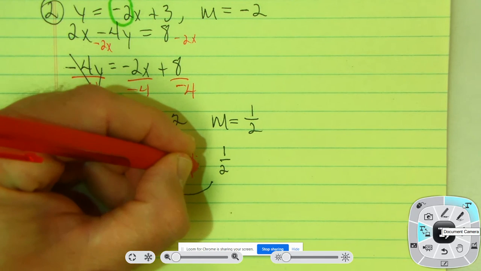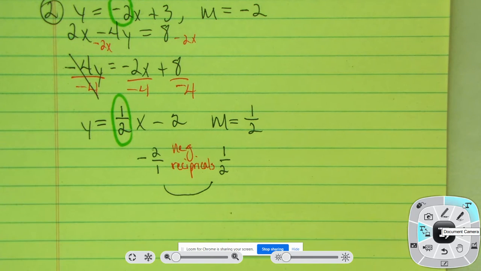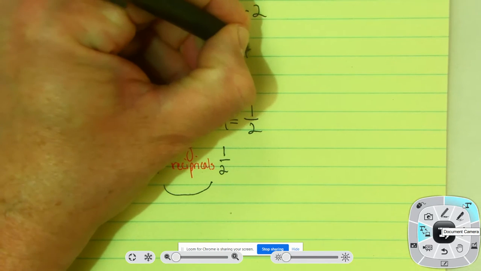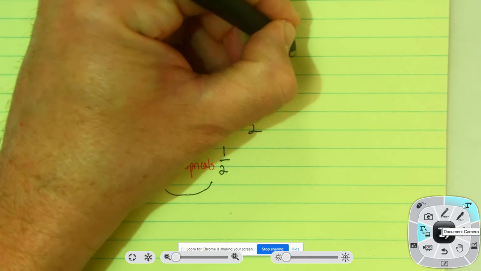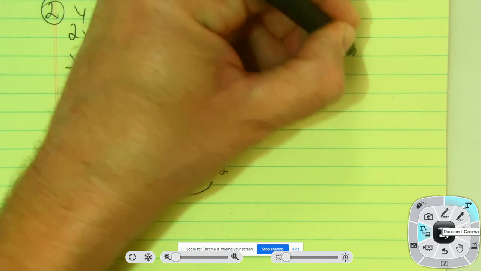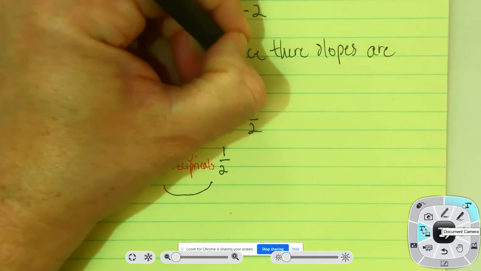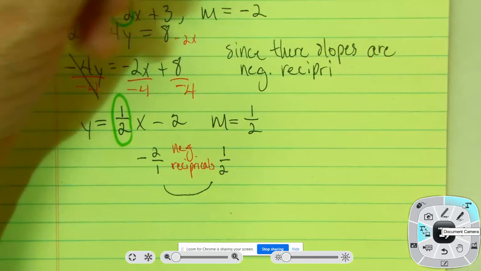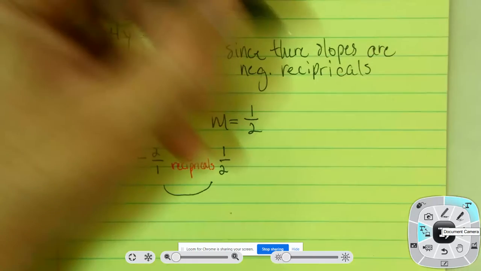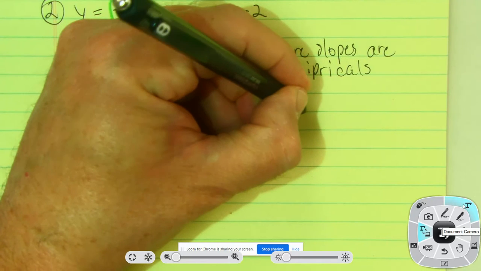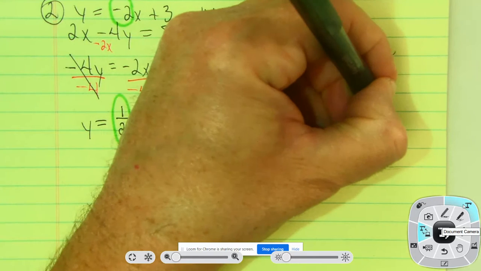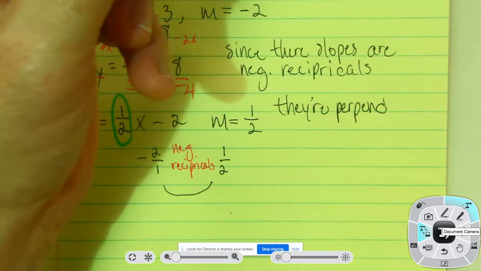Which tells me, and those are more difficult to recognize, but not really that hard, than the equal slopes. So since their slopes are negative reciprocals, these two lines are perpendicular, meaning they form right angles.